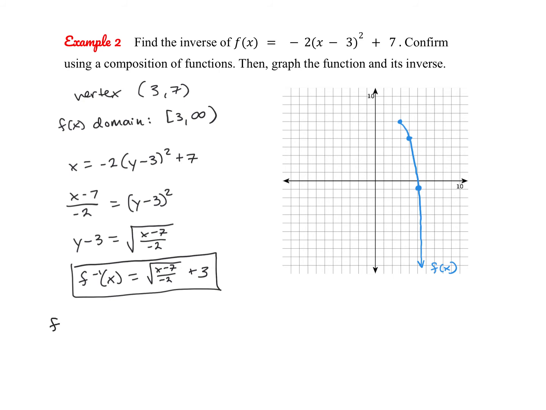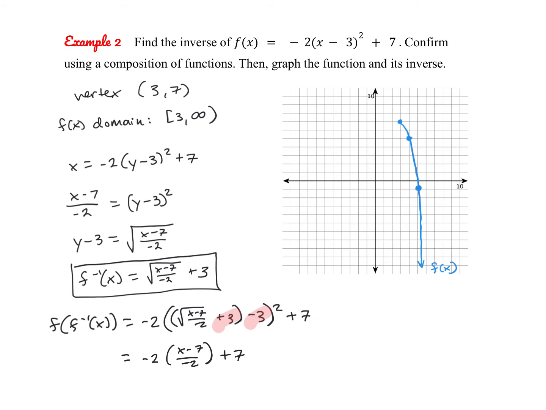Let's do f of f inverse of x. So we have negative 2 times the square root of (x minus 7 over negative 2) plus 3, minus 3, squared, plus 7. Here, the plus 3 minus 3 will cancel out, and then I'm squaring a square root. So what I have next is negative 2 over (x minus 7 over negative 2) plus 7. And then you can see the negative 2's are a common factor, leaving me with x minus 7 plus 7, which is just x. So we've confirmed that they are, in fact, inverses.